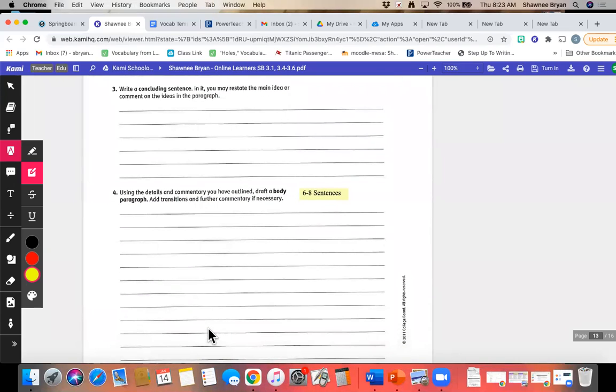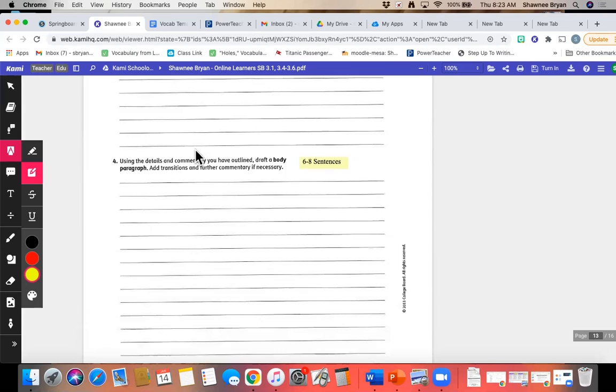Number 3 says, write a concluding sentence. In it, you may restate the main idea or comment on the ideas in the paragraph. So you are going to pretend that you have finished your entire writing piece and you are writing a conclusion sentence. Remember, conclusion words are things like all in all, in conclusion, obviously, overall. So you are going to put a concluding sentence here.